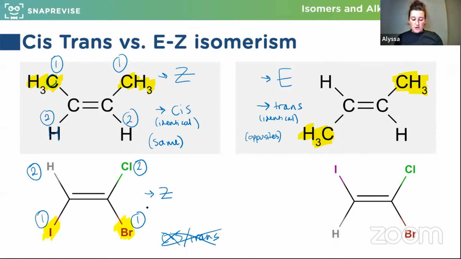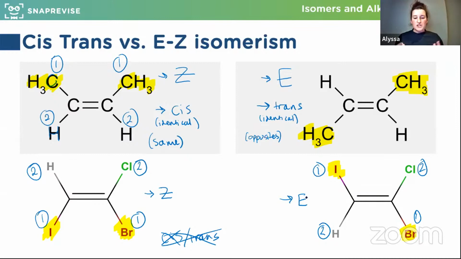I'll do the other one super quick, because I don't want to spend too much more time on this. Iodine is higher priority than hydrogen on the left-hand side of the double bond. On the right-hand carbon, we have our bromine. In this case, they are across from each other, so that's priority one and priority one. Because they are across from each other, this must be E.